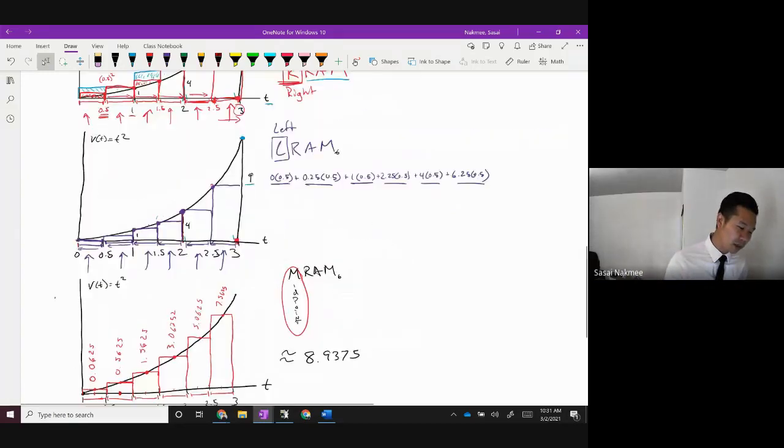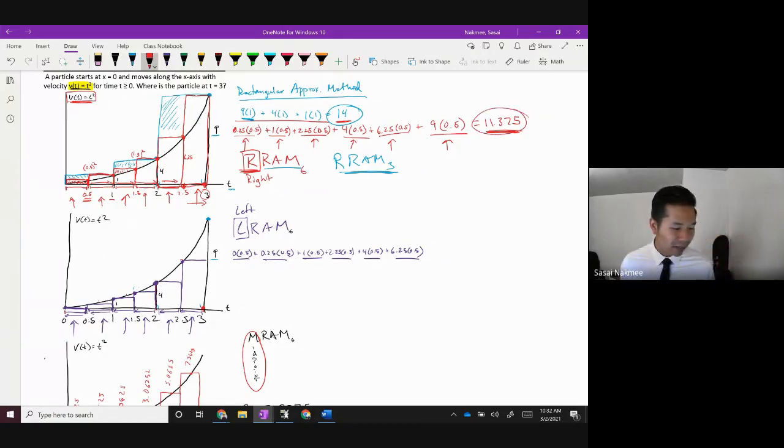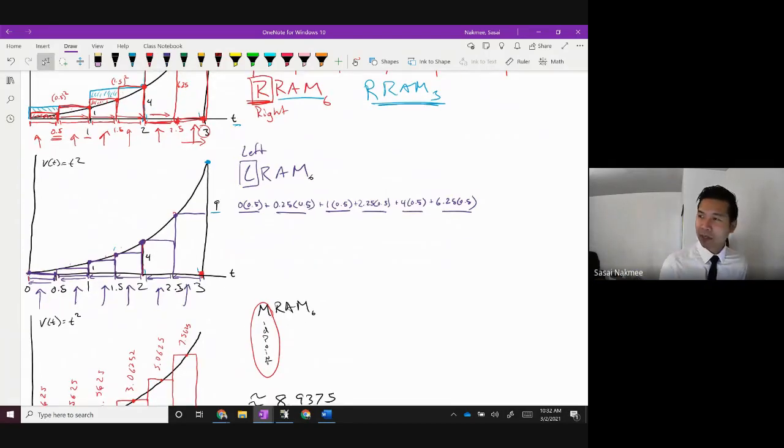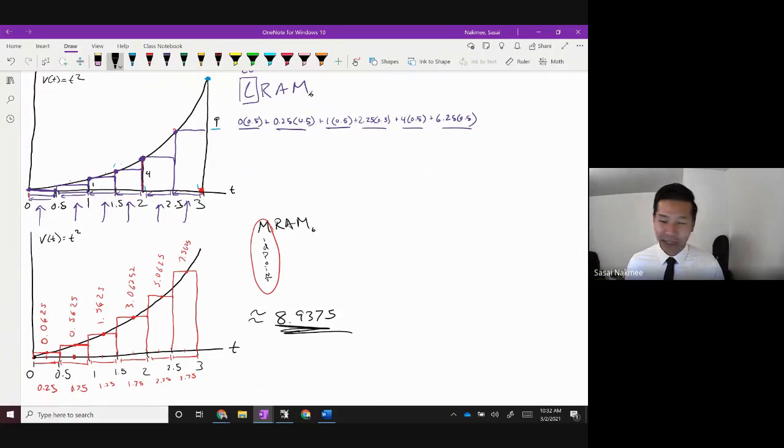Because when we started off, we started off with RRAM up here. But that was RRAM with 3 rectangles, and that gave us the 14. Then when we went with RRAM with 6 rectangles, that gave us 11.375. And then when we did LRAM, we got this guy right here, which I did not calculate. And then we got MRAM, and MRAM gives us a pretty close approximation. How far did that particle travel? It traveled about 8.9 units.